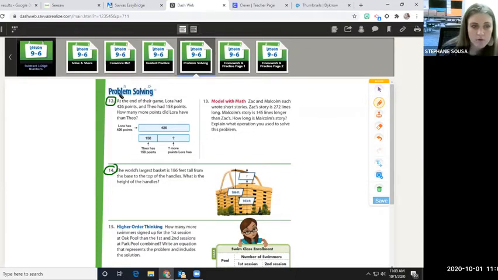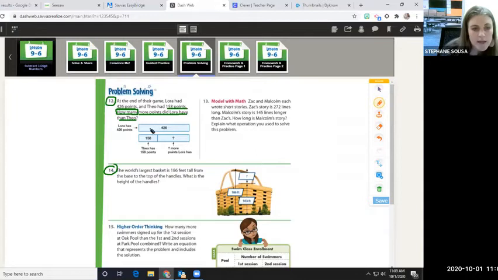Okay, number 12. At the end of their game, Laura had 426 points and Theo had 158 points. So we know that Laura won. How many more points did Laura have than Theo? This is a how many question. I'm going to box those keywords. And we're looking for more points from Laura than Theo.